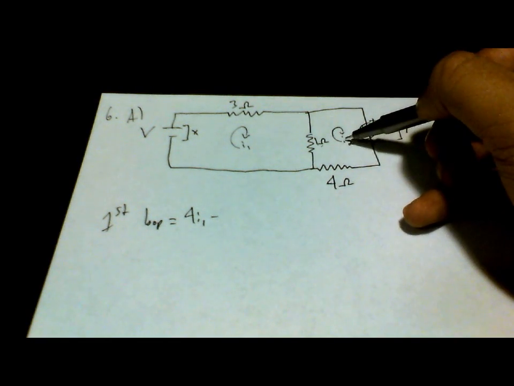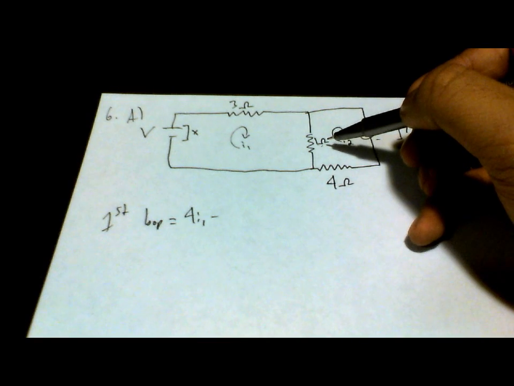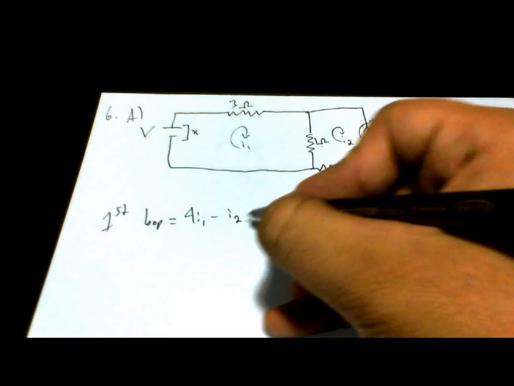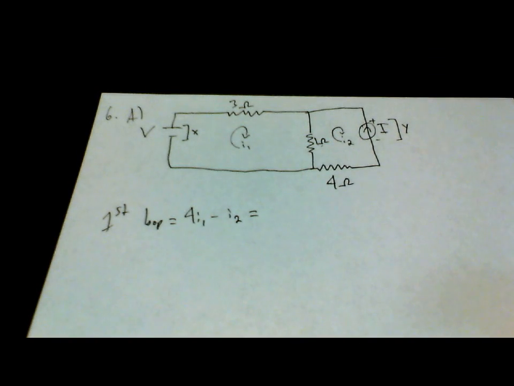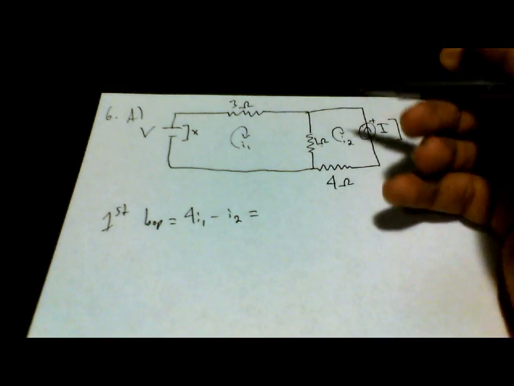And the coefficient is going to be the sum of all the resistances it touches. So here I2 only touches the 1 ohm resistor that is in this loop. So it's just going to be minus I2, equals the voltage drop across here, because the voltage in a closed loop has to equal 0.